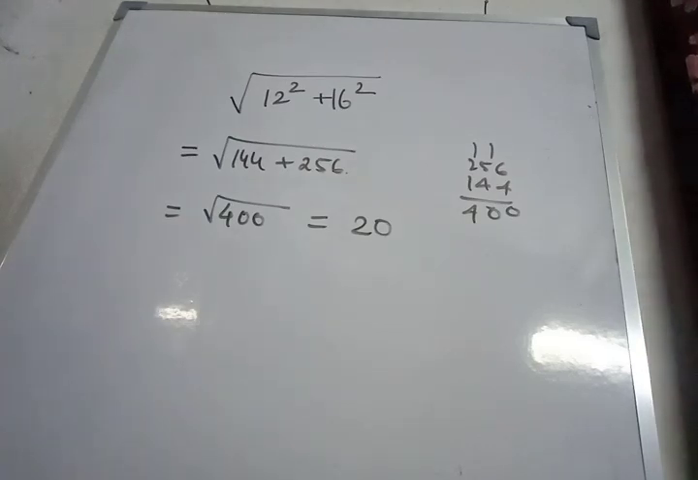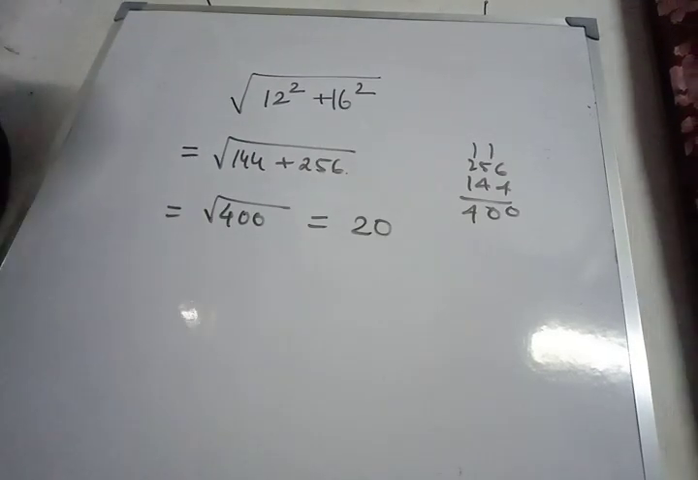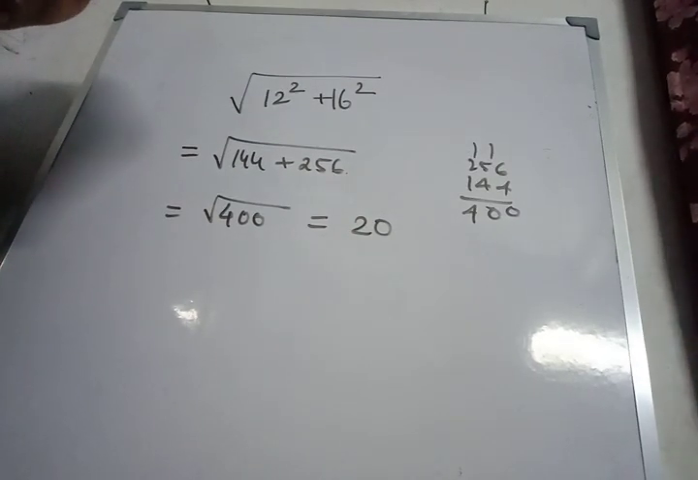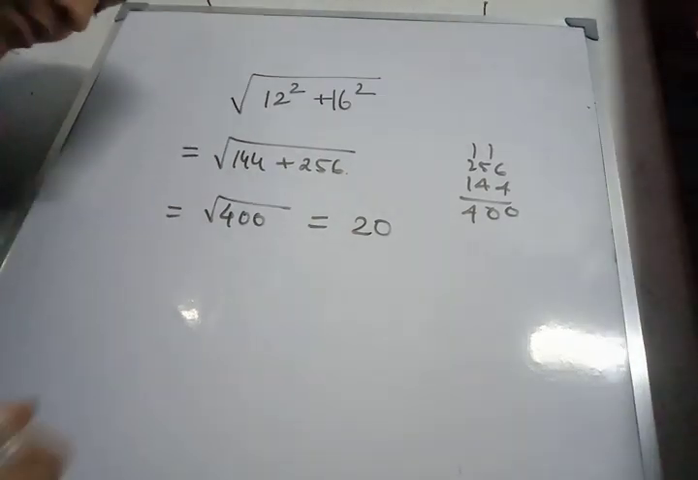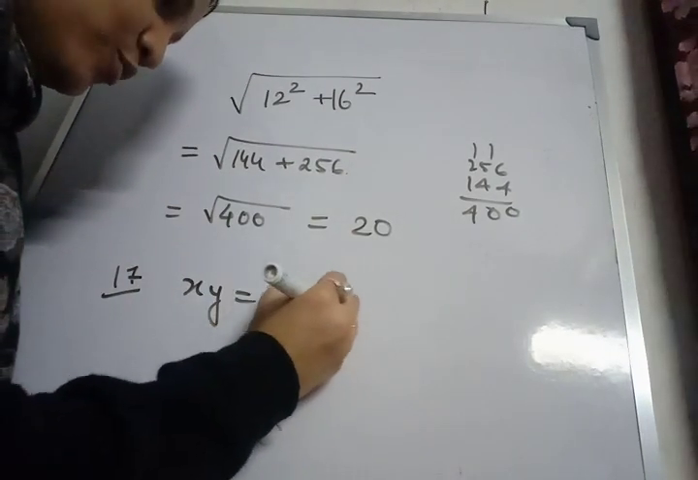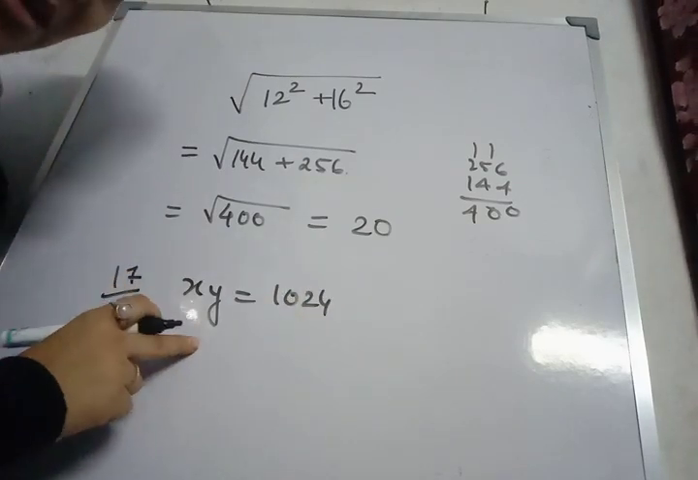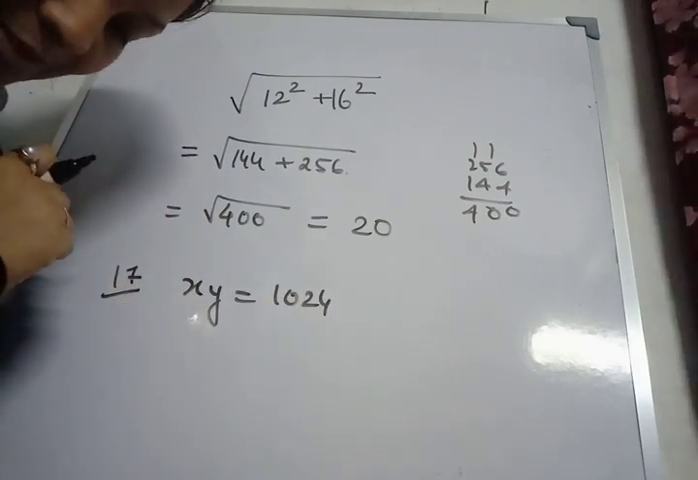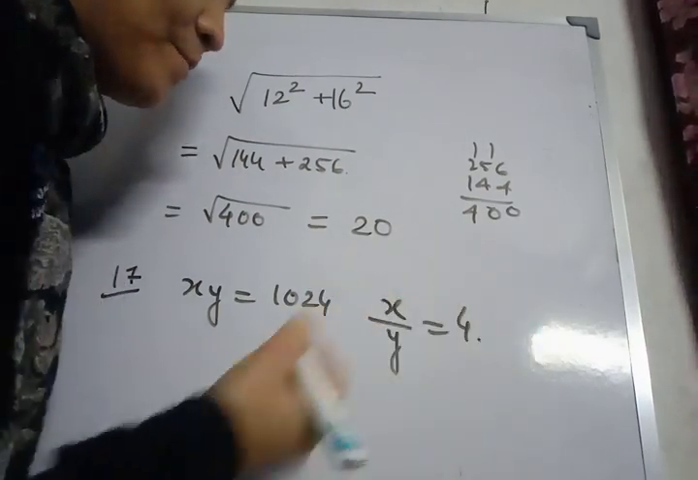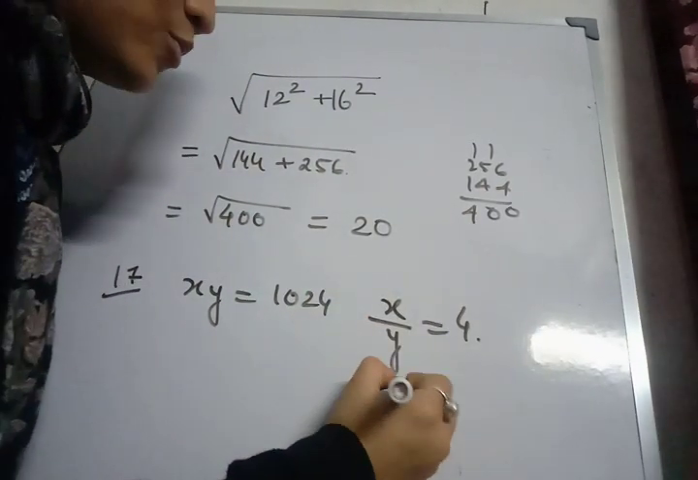So sum number 17. The product of two positive numbers is 1024 and their quotient is 4. Find the numbers. One number is x, other number is y, and their quotient is 4. That means I can write x equals 4y.